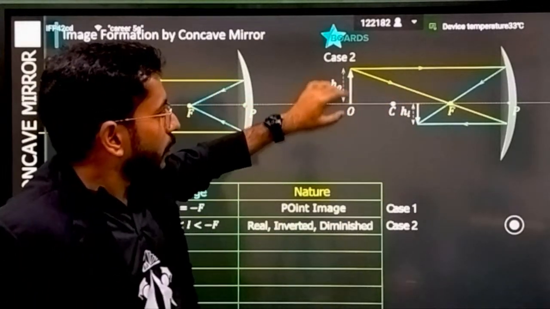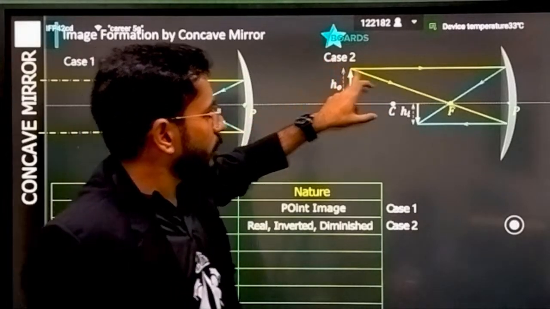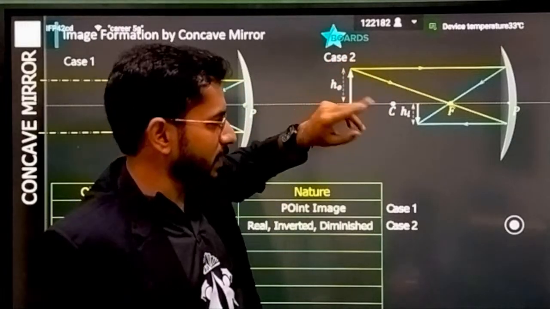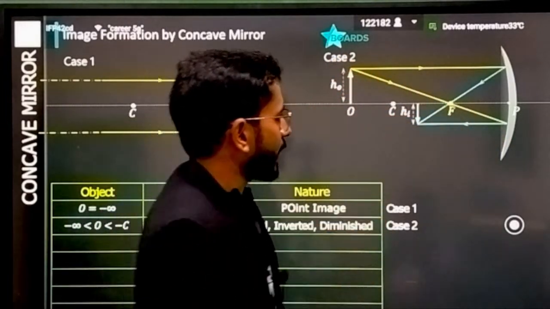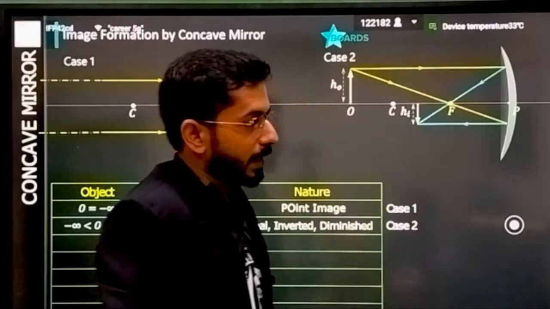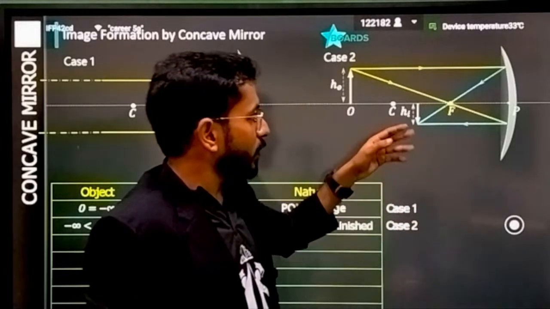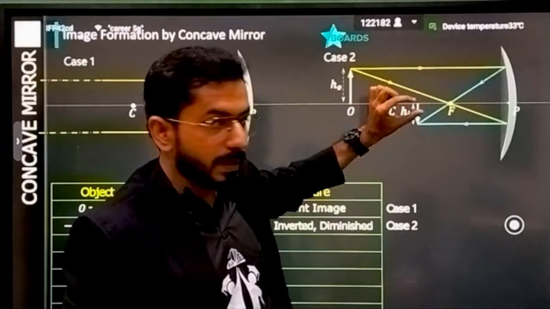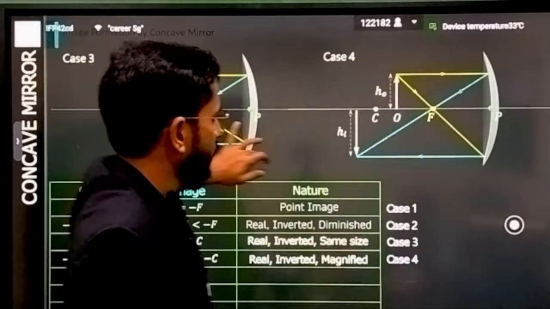Clear? Second case, when the object is kept beyond C, where will the image form? One ray will be going parallel and passing through the focus. Always take a ray that is passing through the focus and make the second ray passing through the focus parallel. That means the intersecting point will become the image point, and the position is between C and F. What about the nature? Again, it is a real image because both are on the same side. It is an inverted image, and it is also called a diminished image.